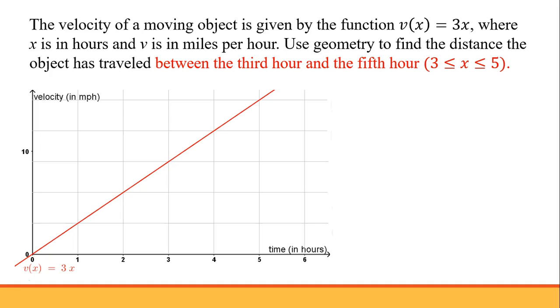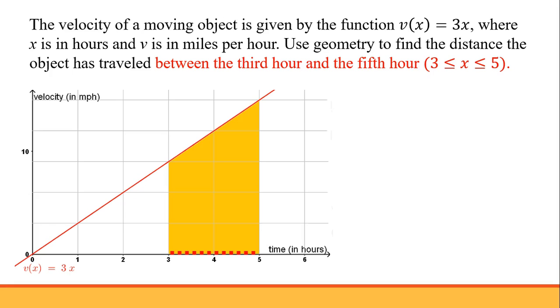We still have the same graph, but now we're looking for this area, the area that has x-coordinates between 3 and 5. Now that's a trapezoid, and we do have formulas for finding area of a trapezoid, which we certainly could use. We also could look at something like this.